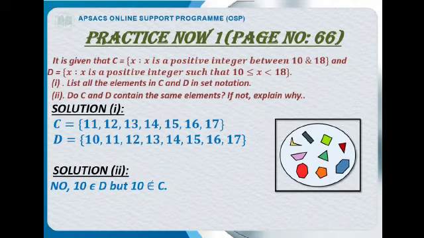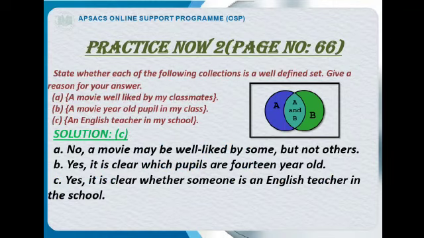It is clearly mentioned in the question: the integers between 10 and 18. 10 and 18 are not included. Only the numbers between are included in set C. Now the question part 2: do C and D contain the same elements? If not, explain why. So in solution 2, no, 10 belongs to D but 10 does not belong to C. Right, students? Now this is Practice Now 2, which is also on page number 66.